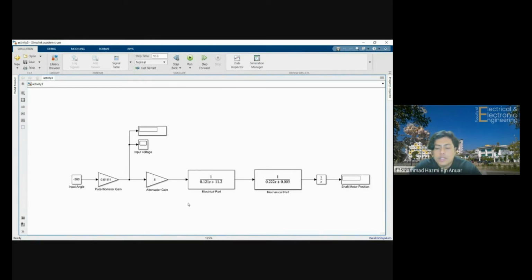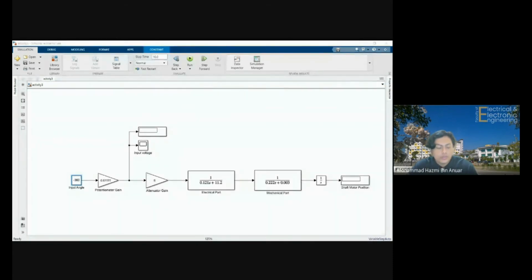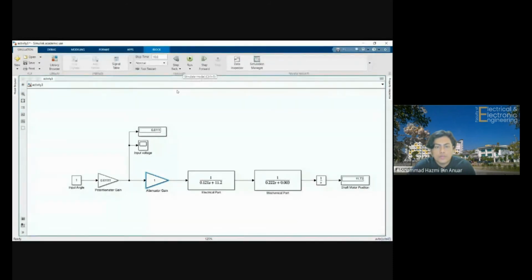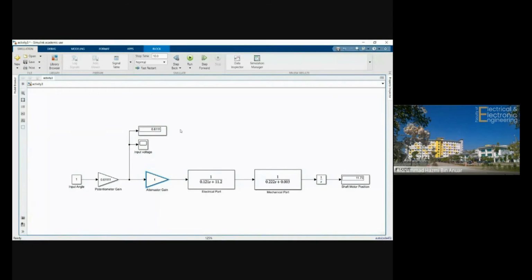Question number 3 asks to check the Simulink block by keying in the input angle value as 1 and the attenuator gain value as 1 also. If the input voltage and shaft motor position display show values, it means the block is functioning. I'm going to change the values to 1 and 1, and then we run. As you can see, the output at the input voltage is 0.6111, and the shaft motor position is 11.73.